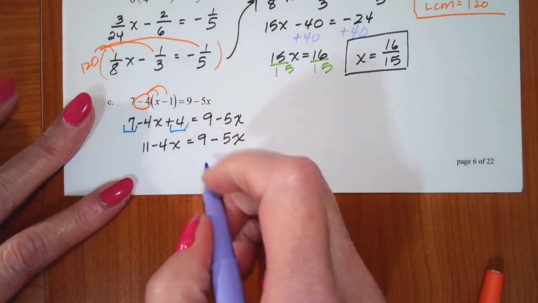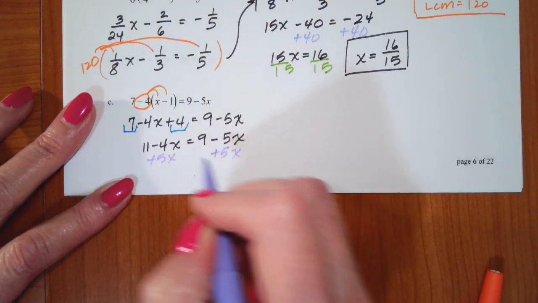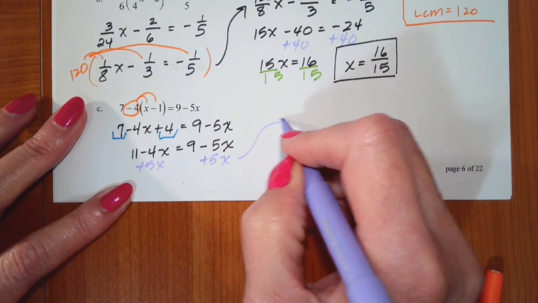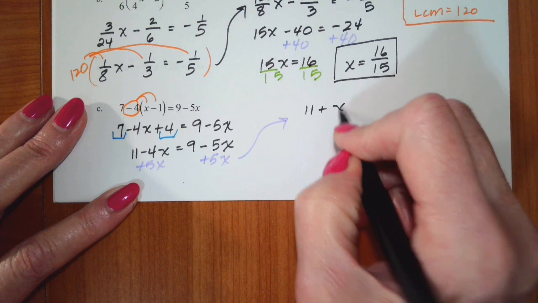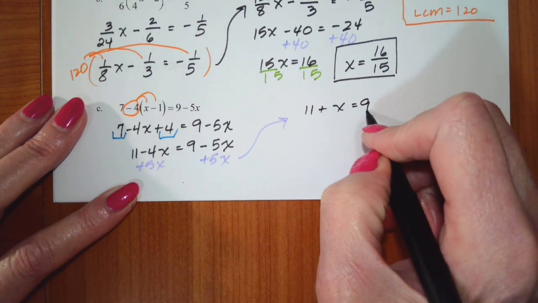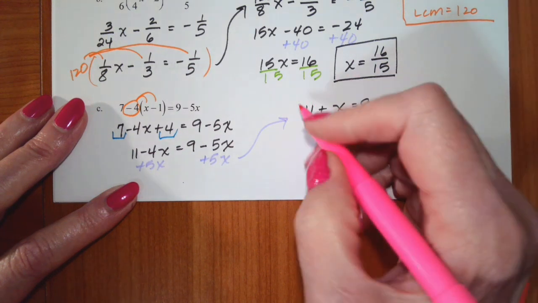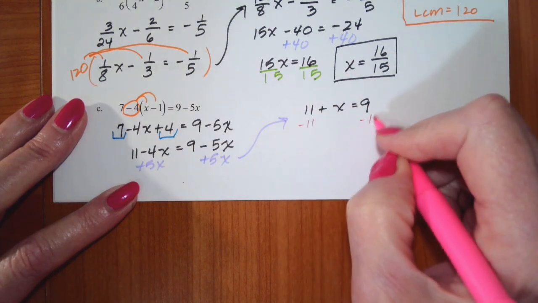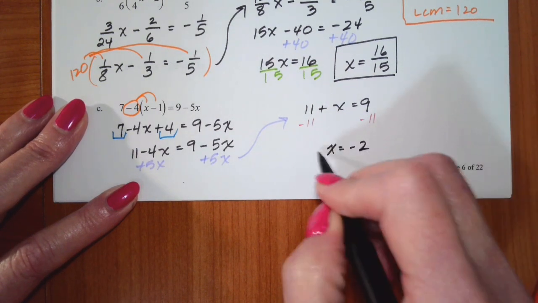All right, so let's add 5x to both sides. That's going to give me 11 plus x is equal to 9. And now I will subtract 11, and I get that x is equal to negative 2.